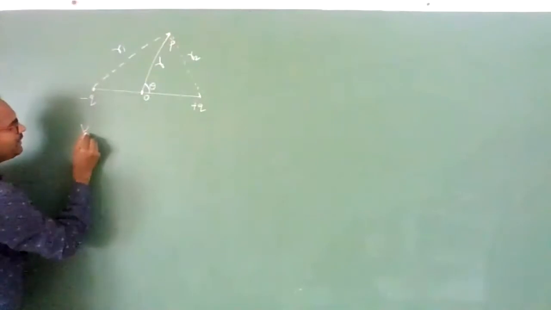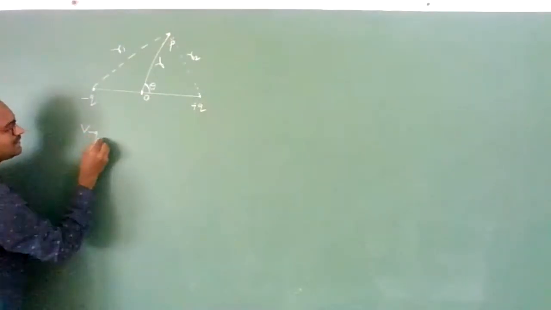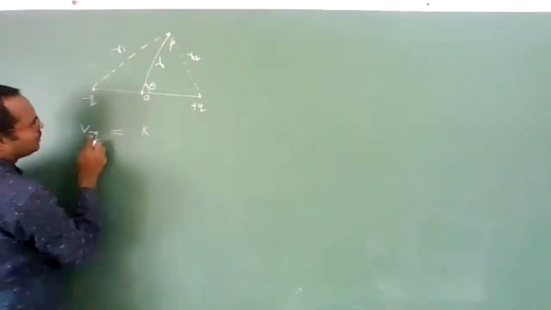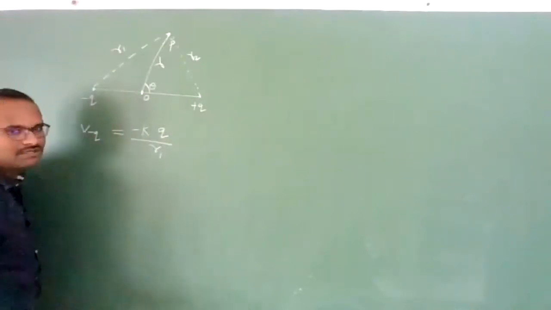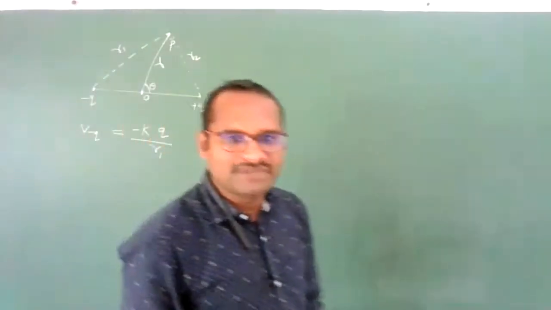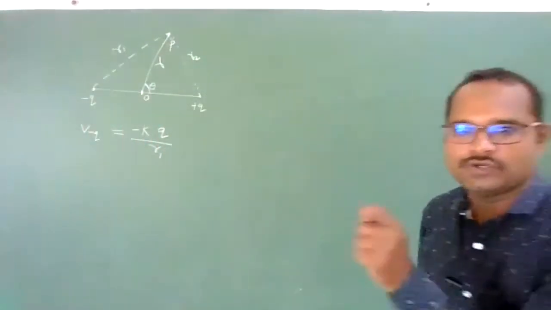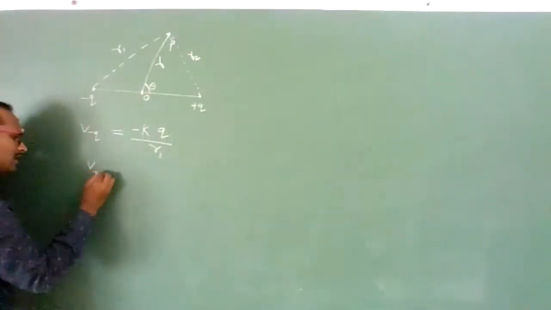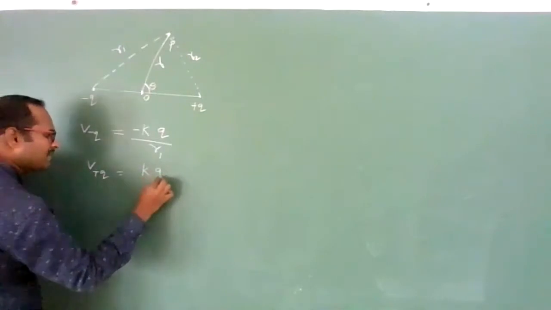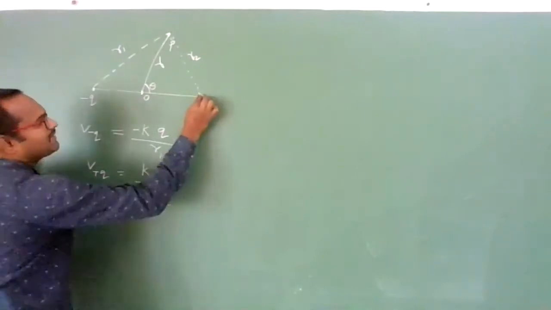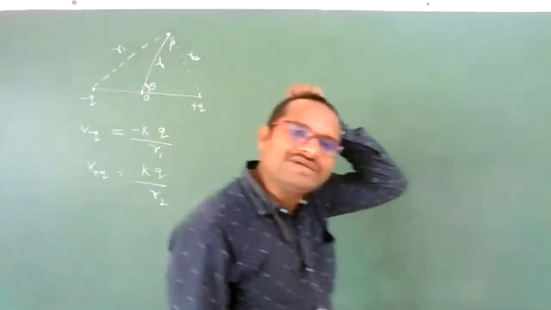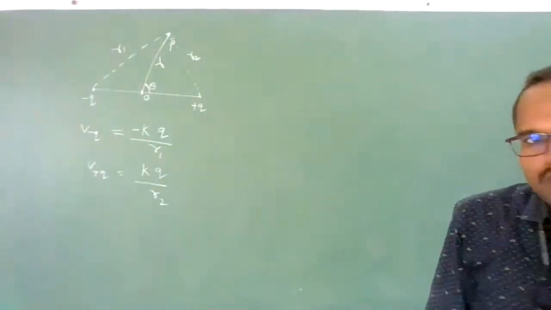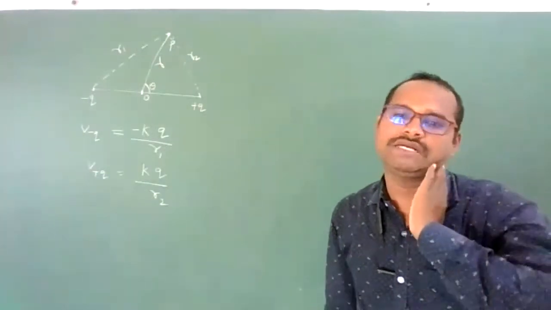Potential at point P due to minus q charge is k times minus q divided by r1. Kq by r with the sign you take, minus kq by r1 because it is negative charge. And what is the potential due to positive charge? Potential due to positive charge is k times plus q divided by distance from positive charge, r2. But r1 and r2 exactly you don't know.